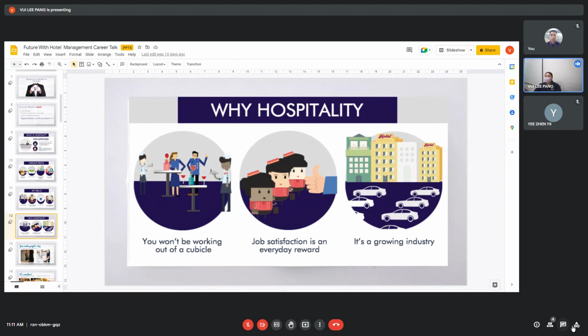So what are the reasons you need to work in hospitality? First, you won't be working out of a cubicle. As you can imagine, job satisfaction is an everyday reward. You work for people, and hospitality is a growing industry. You can see that a lot of hotels, event companies, motels, Airbnb are all booming because of the arrival of tourists. So it's a growing industry, and the same goes for the food and beverage industry.